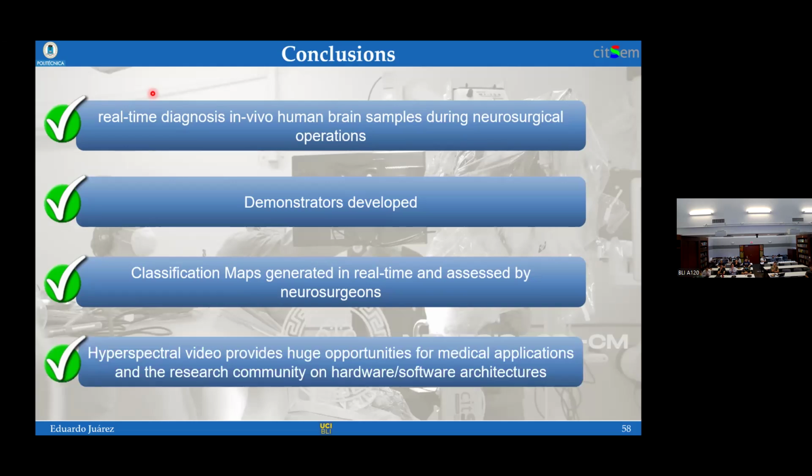Personally, I think that hyperspectral video provides a huge opportunity for multidisciplinary research in medical applications with a high computational load. Of course, it can involve the biophotonics community, the machine learning community, and the hardware and software architectures community. All these communities working together can really produce nice devices to solve these problems. Finally, as an engineer, I have to say that it's very satisfying to research in this.